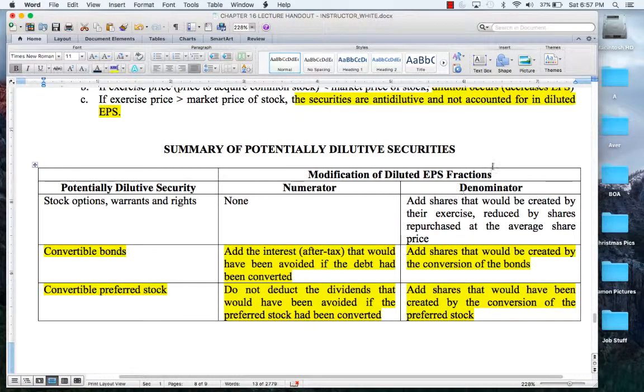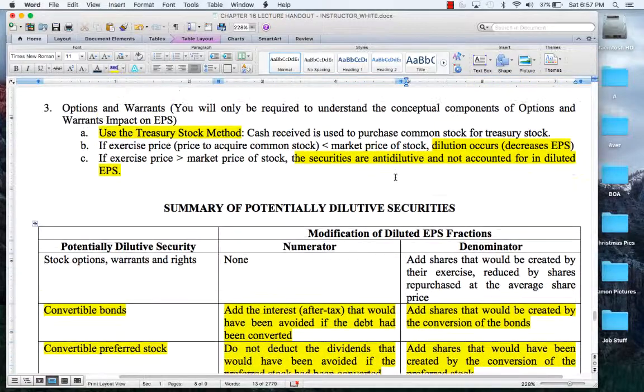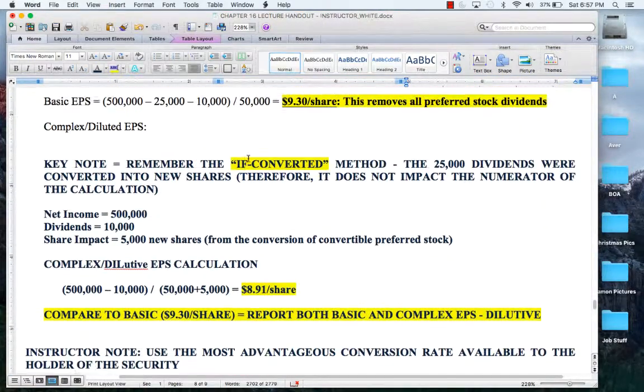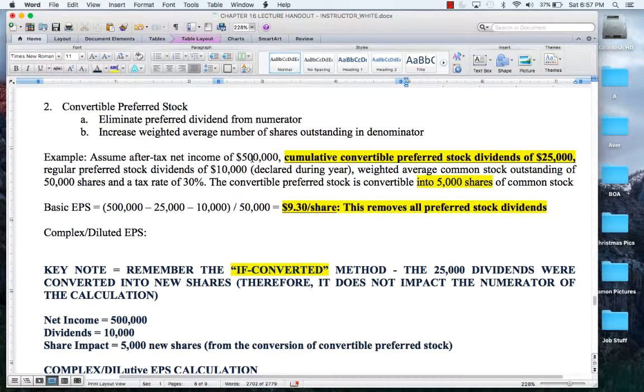And then lastly, make sure you understand this table, as this will definitely help you from a conceptual standpoint as well as a computational standpoint on how to calculate both basic EPS and the dilutive EPS calculation. That is all for chapter 16. Hopefully all of this information helps and makes sense as you go through your homework and your quiz.